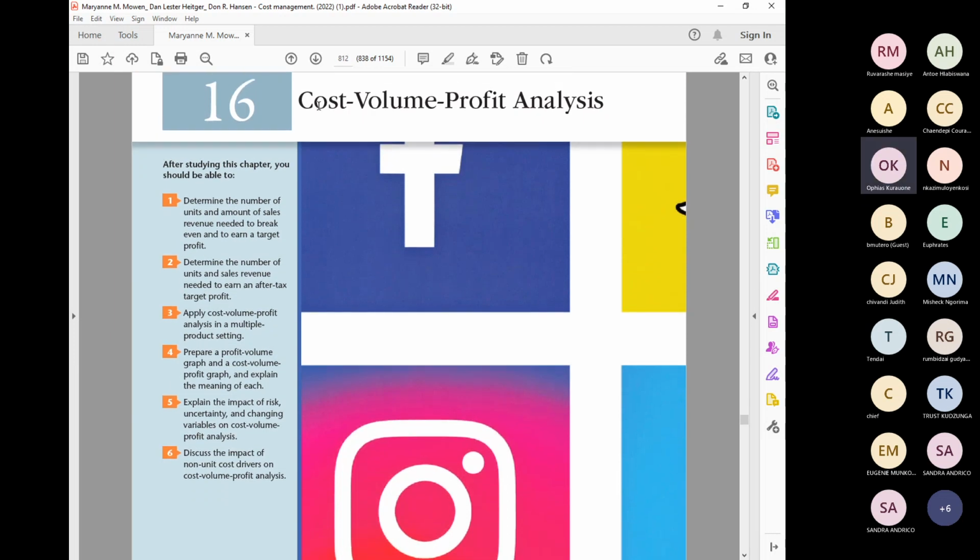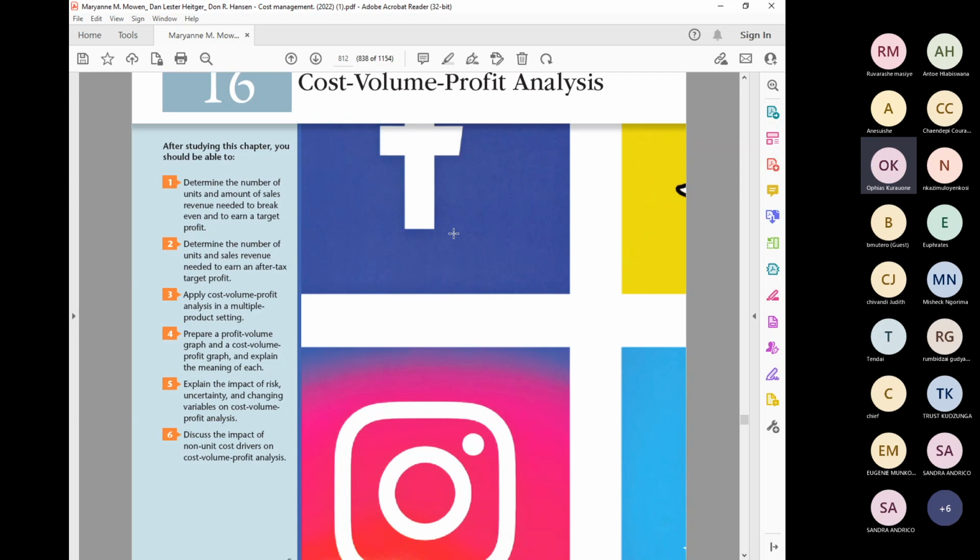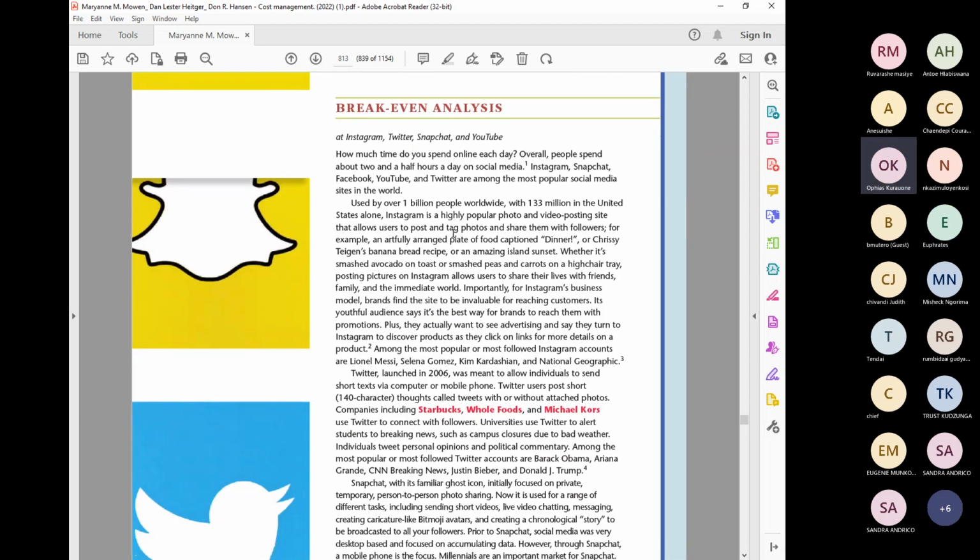So here we're talking about cost volume. Like the previous question, we should correlate with what we're doing. We're saying if you increase volume, what's going to happen? So it's cost volume profit analysis. What's going to happen to the profit is very critical. As accountants, we should have that broader knowledge to understand what happens if the cost improves, or if you increase volumes, what happens to the profit? So we are going to enjoy this.